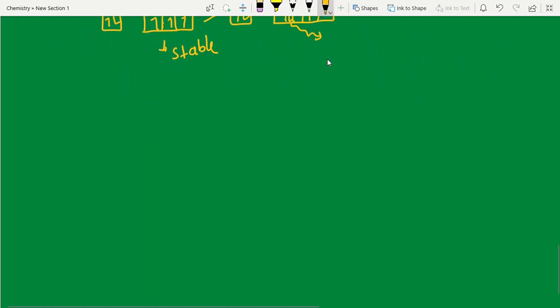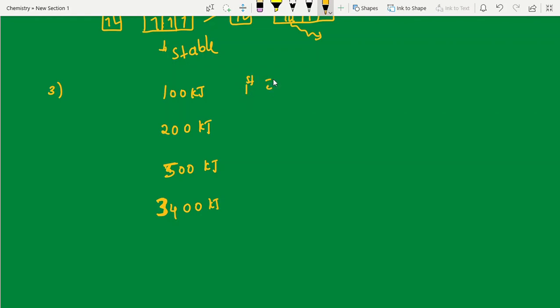To understand successive ionization energy, I am giving you some similar values. Suppose you have taken 100 kilojoules ionization energy here. This is 200 kilojoules and this is 500 kilojoules like this. And next one, this is 1400 kilojoules or else 3400 kilojoules, something you can take. This is the first electron removing time. This is the second electron removing time. This is the third electron removing time. And this is what, students?